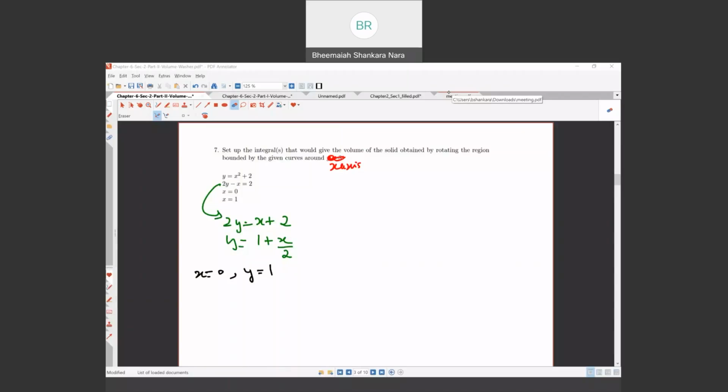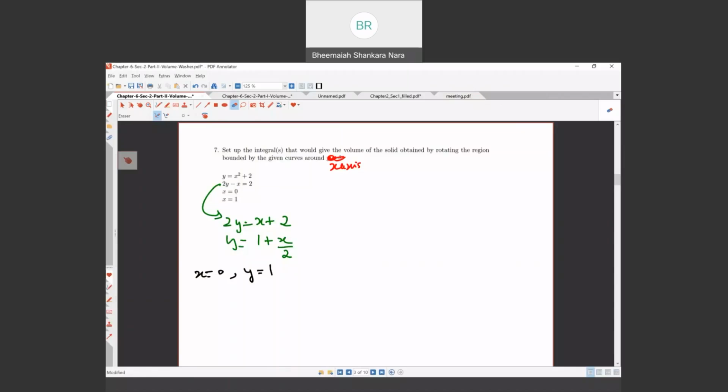Continue with 6.1. We started with this problem. Set up the integral that would give the volume of the solid obtained by rotating the region bounded by the given curves around the x-axis. So we are given a parabola, a straight line, and the lines x equal to 0 and y equal to 1.